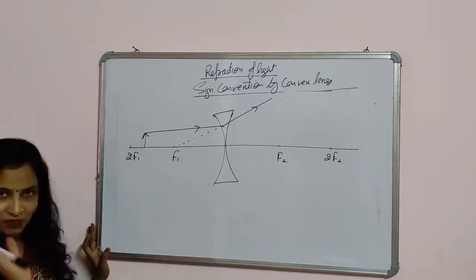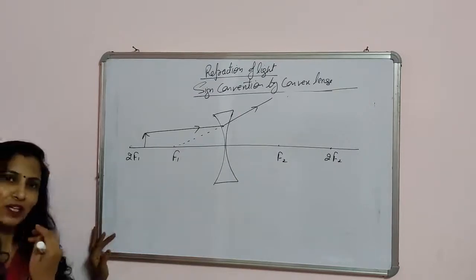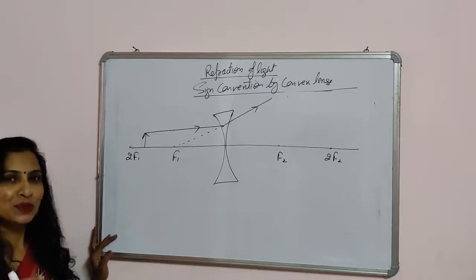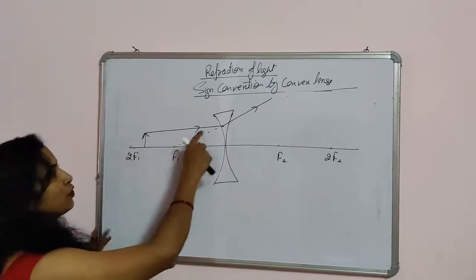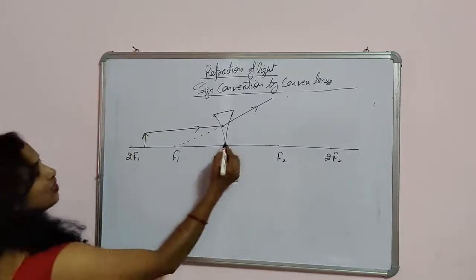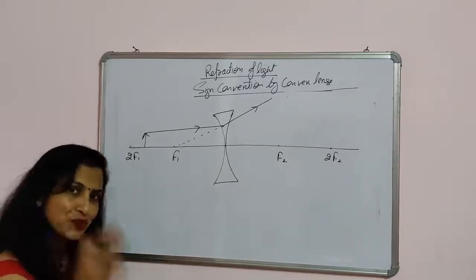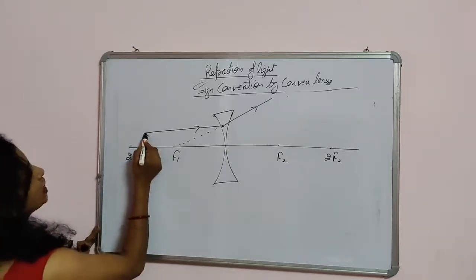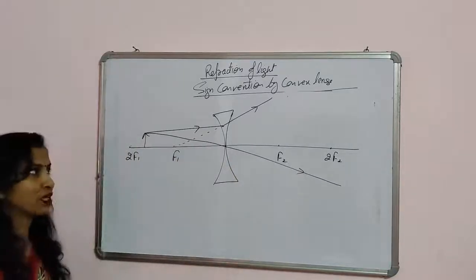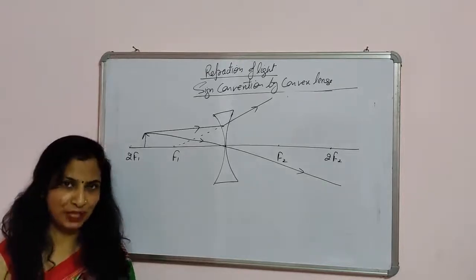So, this is the first rule, and I am explaining the obtaining of images without telling you the rules first. The rules are actually: the ray coming parallel to the principal axis appears to diverge from the focus. And the second rule is the ray which is coming towards the optical center will pass straight without any deviation. So this is the second rule. So these are the rules for image formation by the concave lens.